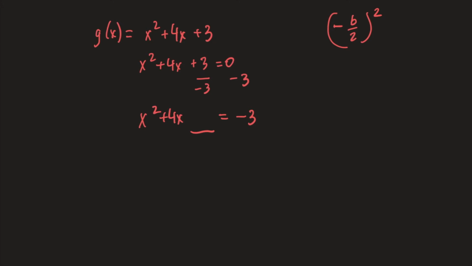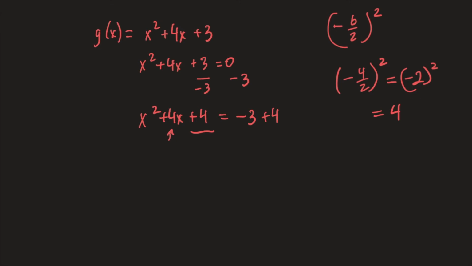B is nothing more than the number in front of x, which in this case is 4. Therefore, I have (-4 over 2) squared, which is (-2) squared, which is 4. I'm going to take that 4 and add it to both sides of this equation. Whatever you do to the left side, you do to the right side.